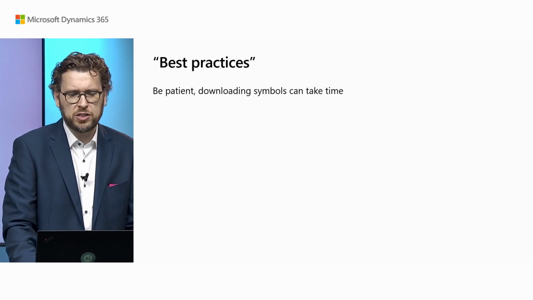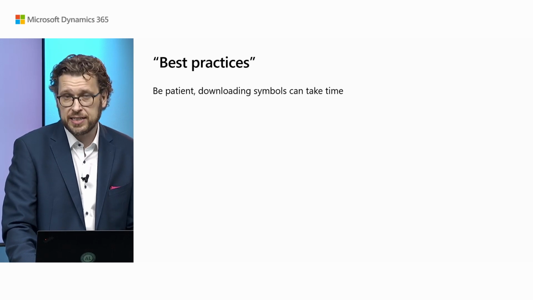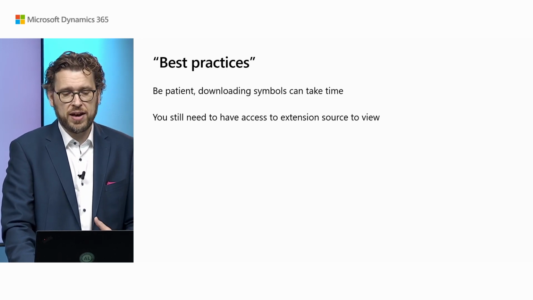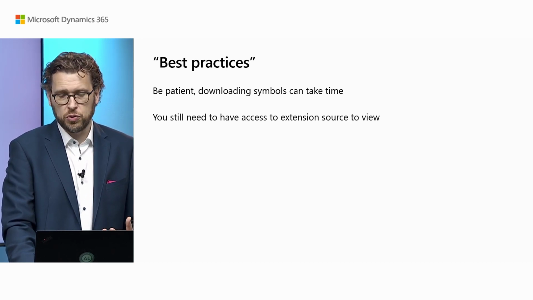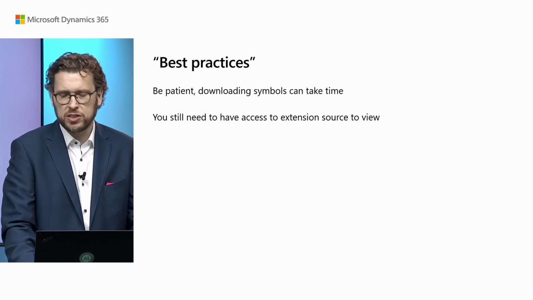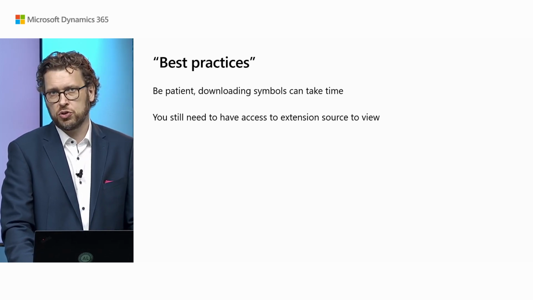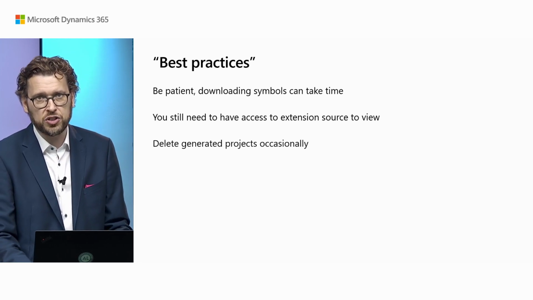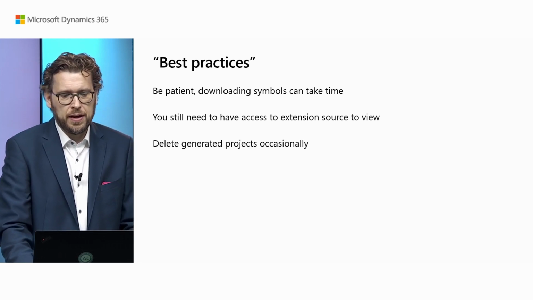Initially, you need to be patient. Downloading symbols can take time, so just wait until everything finishes up and it asks whether you want to debug or not. You need to have access to the source code to view it. If it's under IP protection, just like today, it will just show you empty source, right? It would try to protect the extension IP still.